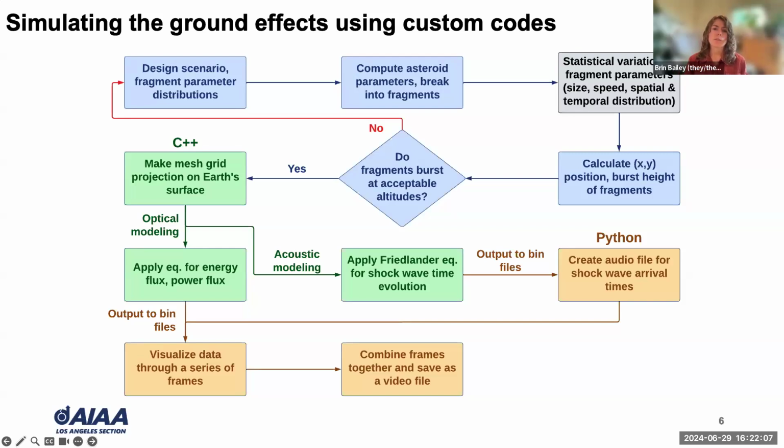And if these conditions aren't met, we just try redesigning the scenario, whether that means breaking an asteroid into more fragments or trying out different intercept times. We'll just kind of play around with it and see what we find out.